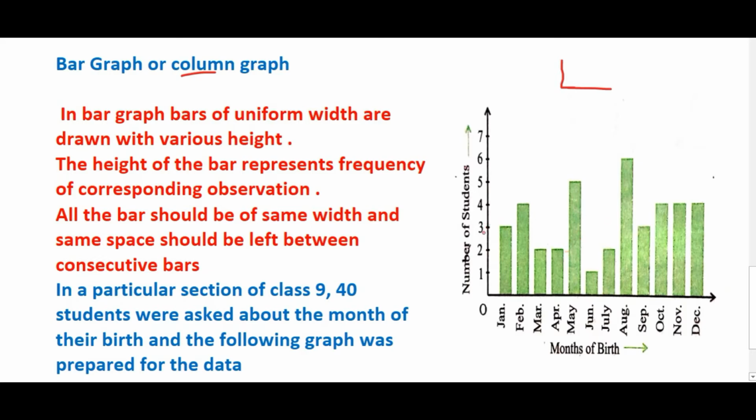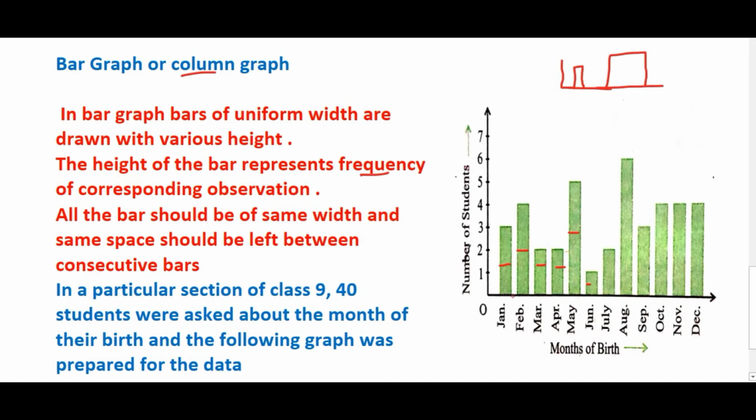So in a bar graph, we can see that bars of uniform width are drawn with various heights. You can see bars of uniform width but their height will be different, but the width is the same. Actually this height represents the frequency of the corresponding observation. And also you can see that all the bars are of the same width. It is not like one bar is like this and the other bar is not like this. All the bars are of the same width.